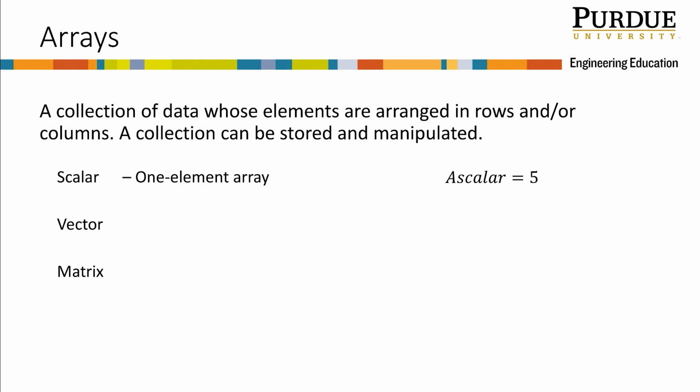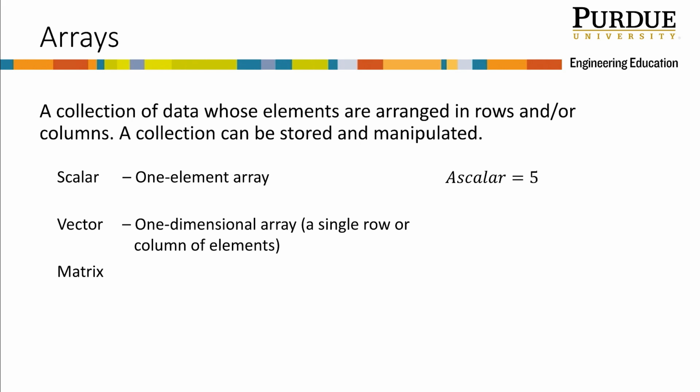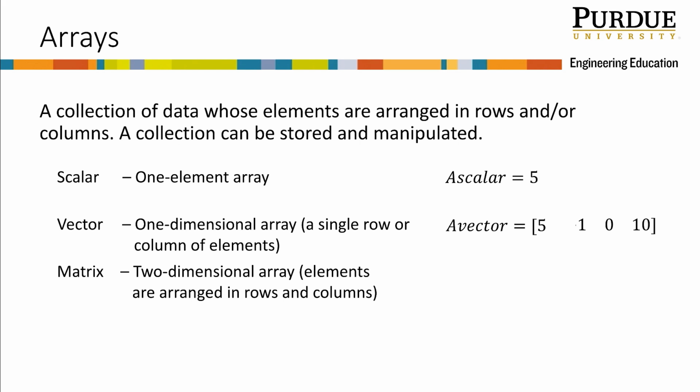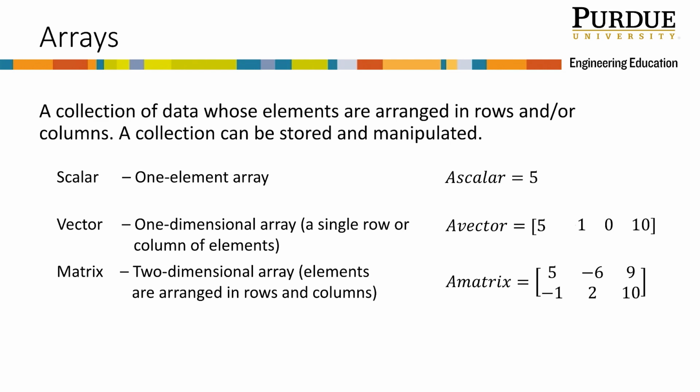A vector is a one-dimensional array and can either be a single row or a single column of elements. Here we create a variable called a vector and assign it to the numbers 5, 1, 0, and 10. We have created a variable now that is a row vector. The third kind of array is a matrix. This is a two-dimensional array. Its elements are arranged in multiple rows and columns. We can assign 6 values as shown here, laid out in 2 rows and 3 columns to the variable a matrix and create a two-dimensional array.